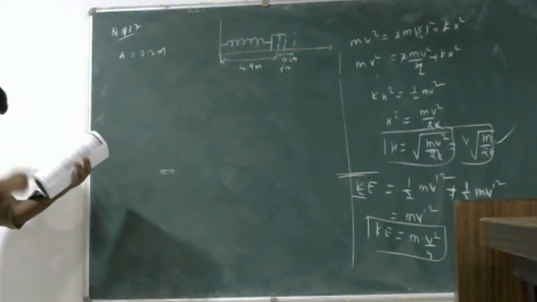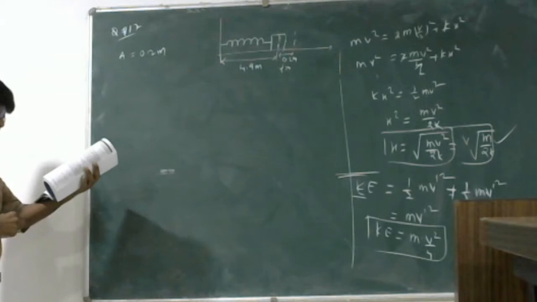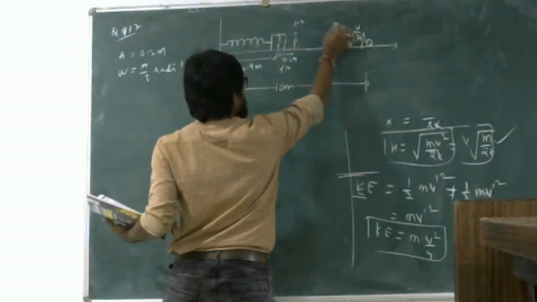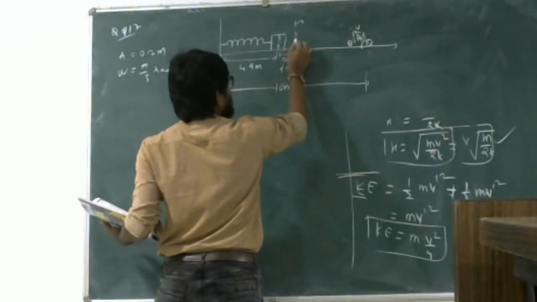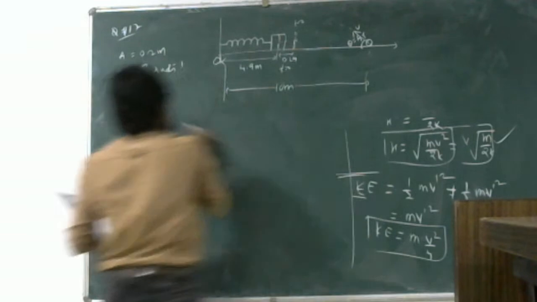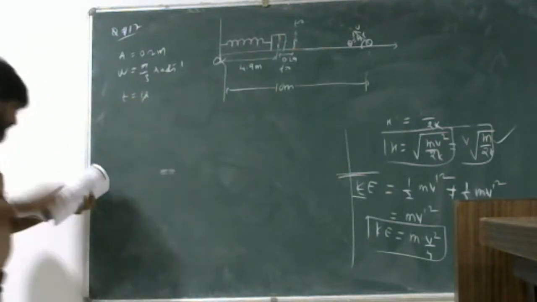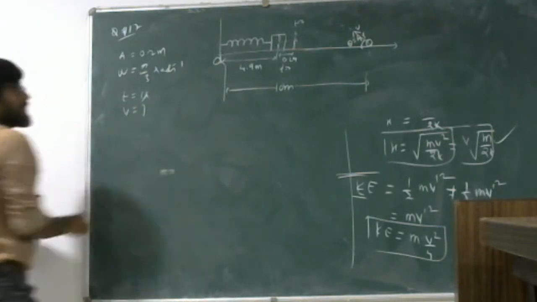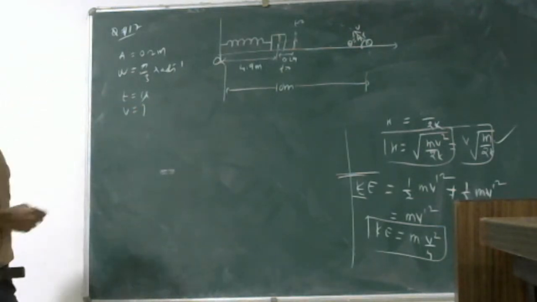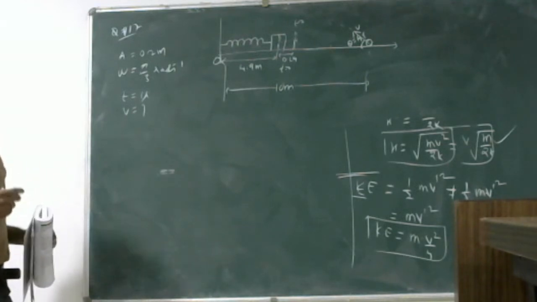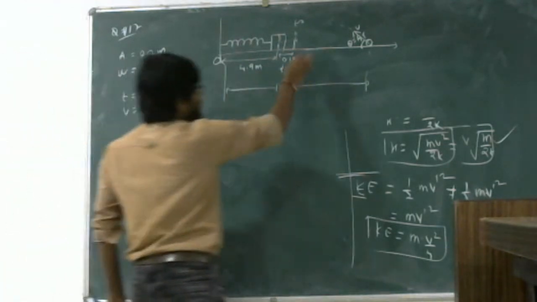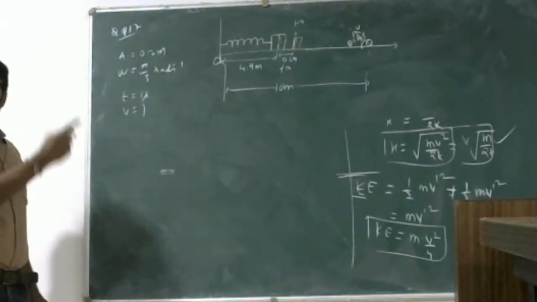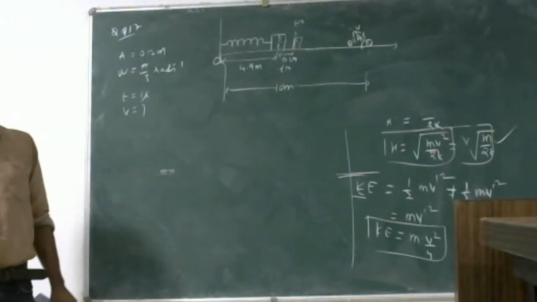If it then executes simple harmonic motion, the block hits somewhere here at time t equal to 1 second. What is the value of v? To understand this, you have to follow a few points: at time t equal to 0 it is released. After 1 second, where will it be? That is the point you have to consider.